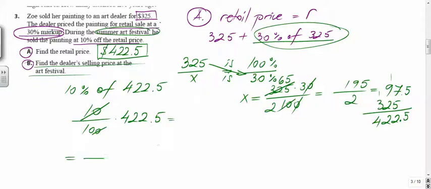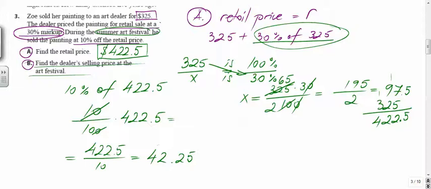Okay? 10 over 100 will be 1 over 10. Your problem here is actually 422.5 divided by 10, right? And that equals $42.25. Now many of you knew this from the beginning. 10% of anything, to find that you just divide that quantity by 10, right?